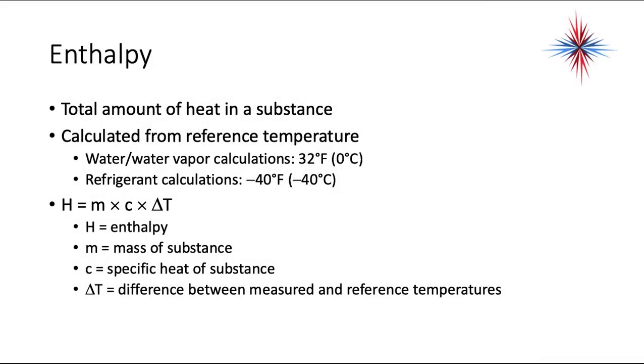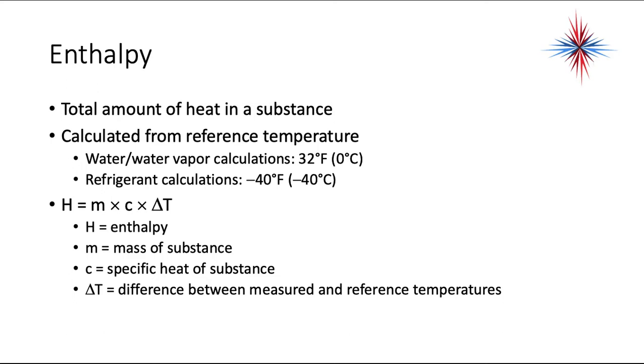Enthalpy is the total amount of heat in a substance. It's calculated from a reference temperature. For water and vapor calculations, we use 32 degrees Fahrenheit. For refrigerant calculations, we use negative 40 degrees Fahrenheit. So enthalpy in the formula is H. M is the mass of the substance. C is the specific heat of the substance. And delta T, a very frequent measurement you're going to see, is the difference between the measured and the reference temperature. Again, our reference temperature for water or vapor is 32 degrees. For refrigerant, it's negative 40 degrees.